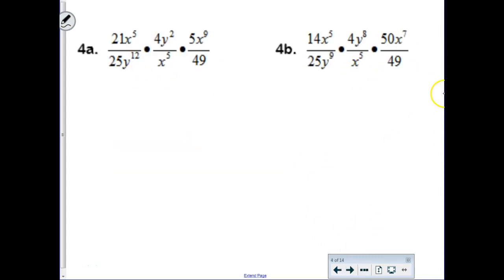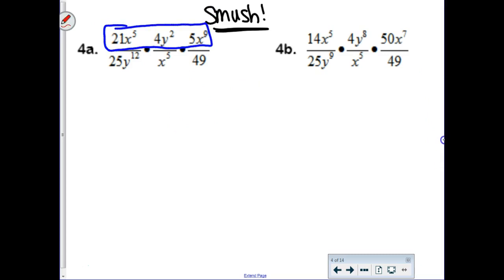Alright, these two questions, notice there's no factoring in these questions, so that's kind of nice. But there's a whole bunch of monomial mess going on, so what I'm going to need you to do is smush them all together. That's the word we use, not the official math word, but that's what I use. So I'm going to smush all the numerators together into one massive numerator, and I'm going to smush all of the denominators together into one massive denominator.